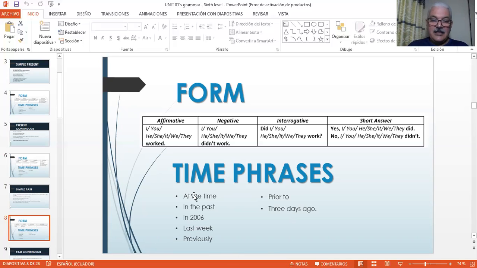And you can see that we may refer to other time phrases to refer to this situation. If it is an interrogative question, then we will use the auxiliary. Notice that the auxiliary is for all subjects. There is no change according to the subject. And then we will use the verb in its verb infinitive, that is, without to.